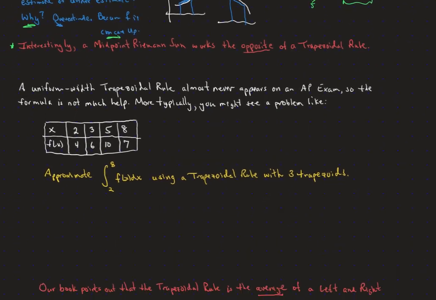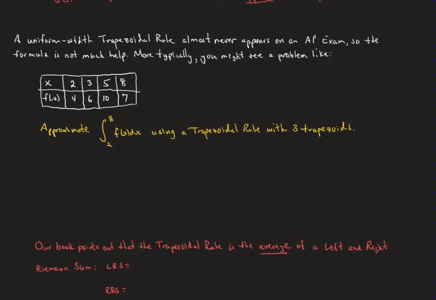Okay, now this we need to talk about. A uniform width trapezoidal rule almost never appears on an AP exam. So the formulas aren't going to be much help. That's why they don't include them. They don't want students to program the trapezoidal rule into their calculator and be able to do the problem just using it as if it was a computer.